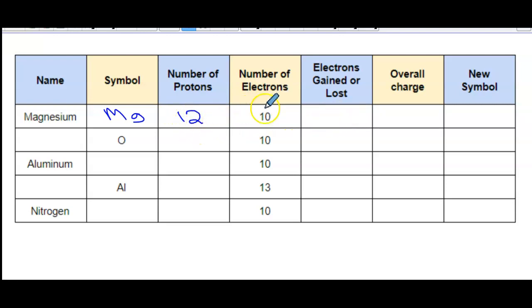And if it has 12 protons and 10 electrons, then it lost 2. So its overall charge is a 2+. And its new symbol would be Mg 2+. Here we have O, which is oxygen.